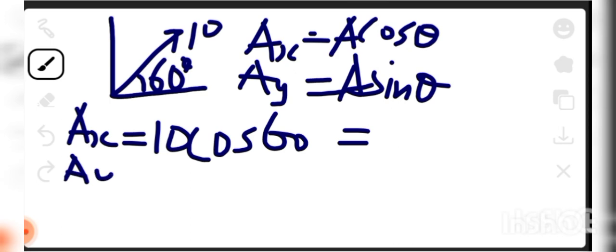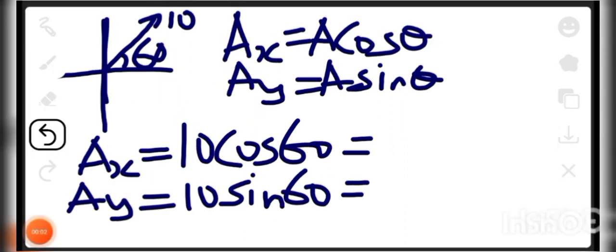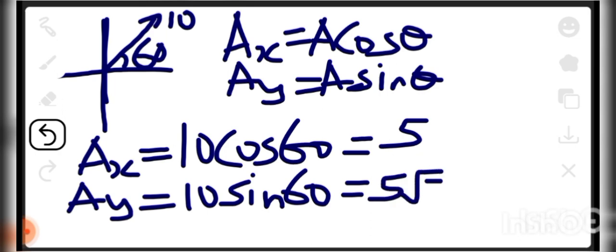Then ay will be equal to 10 sine 60. Then we also have an answer. That's ax and ay. So 10 cos 60 is going to give us 5. And 10 sine 60 will give us 5 root 3, or it can also be 8.7. So these are the x and y components of this particular vector.